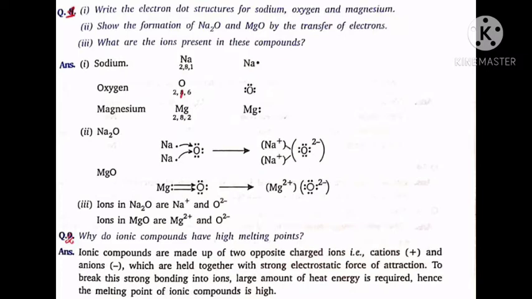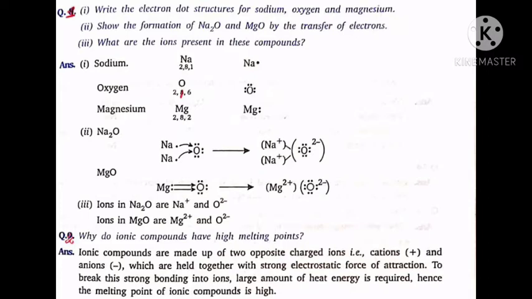Similarly, MgO is formed. Mg has 2 electrons in the outermost shell. Mg transfers its electrons to oxygen, forming Mg2+ and O2-. That is, the compound formed is MgO. Ions in Na2O are Na+ and O2-. Ions in MgO are Mg2+ and O2-.